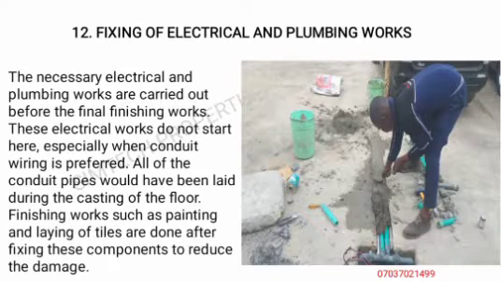Okay, the next one is fixing of electrical and plumbing work. Now, the necessary electrical and plumbing works are carried out before the final finishing works. These electrical works do not start here, especially when conduit wiring is preferred. All the conduit pipes would have been laid during the casting of the floor. You can see electrical and plumbing work. It depends on what you want, but after the plastering and putting on windows, you can now put in the electrical and plumbing works.